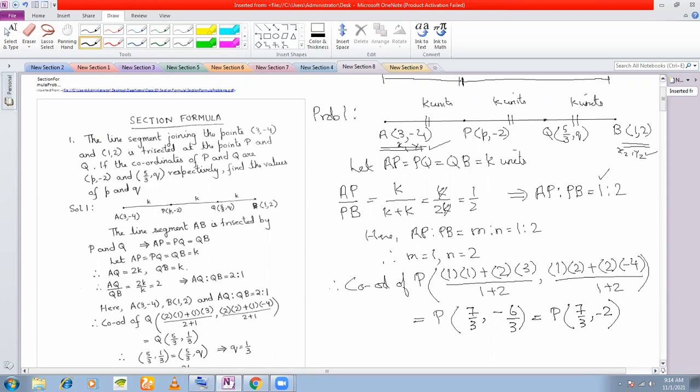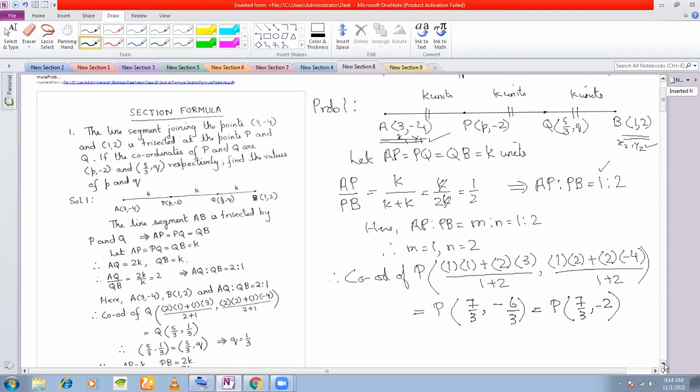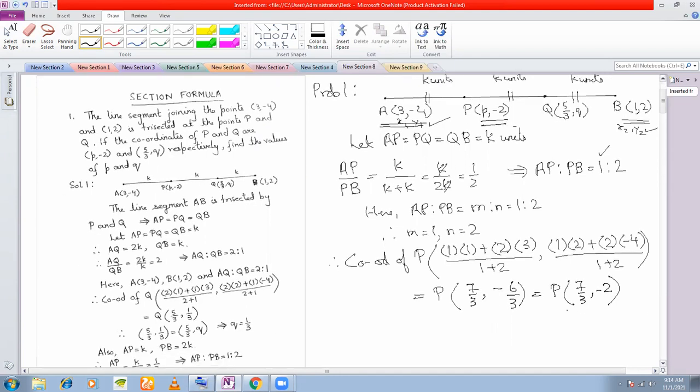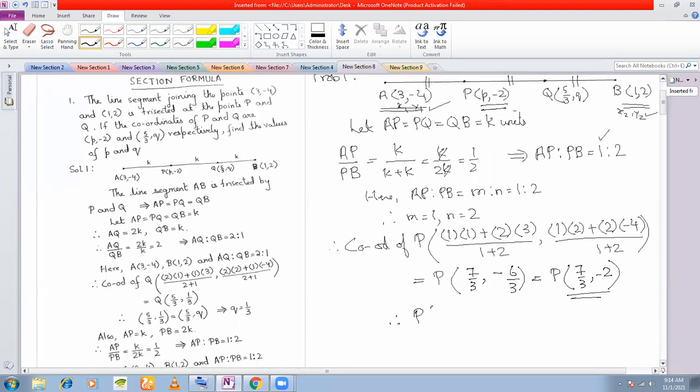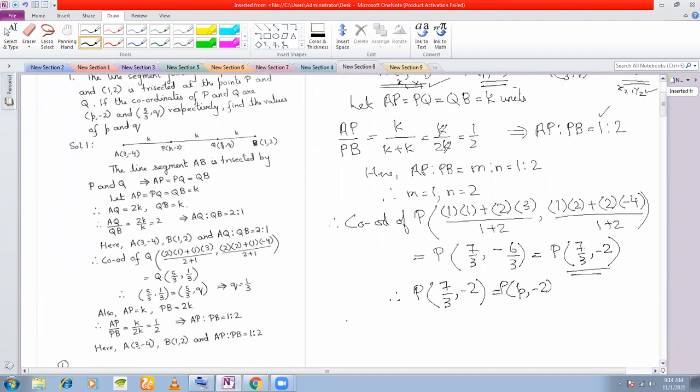But what are the coordinates of P given here? The coordinates of P given here is P, minus 2. So therefore, this coordinate here must be equal to P, minus 2. So therefore, 7 by 3, minus 2 must be equal to P, minus 2, right? So now equate the X and the Y coordinates separately. That means minus 2 and minus 2 you don't need to equate because these are already there. So therefore P must be equal to 7 by 3. Okay, so you have got the value of P.